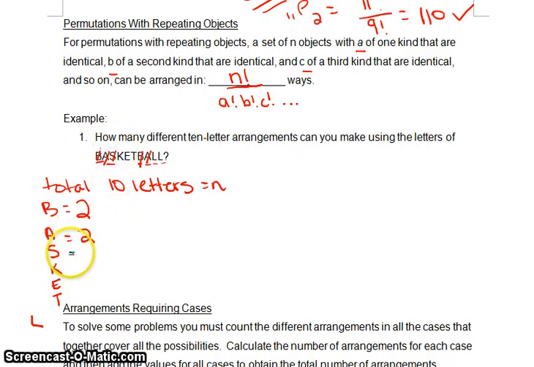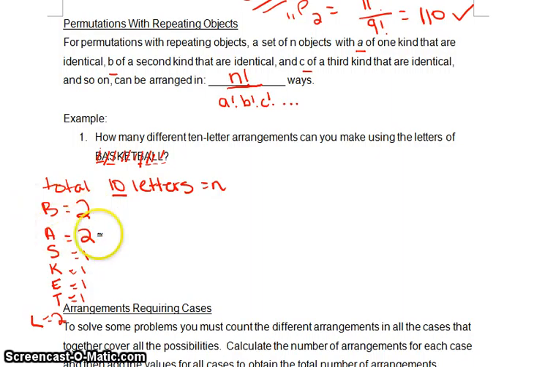Here we have 1 S. There is 1 K. There is 1 E, 1 T, and 2 L's. And if you want to double check, even though you may have crossed them out, the sum of these letters should be 10. So add this up. We have 2, 4, 6, 8, and 10. So we did make sure we included all the letters.